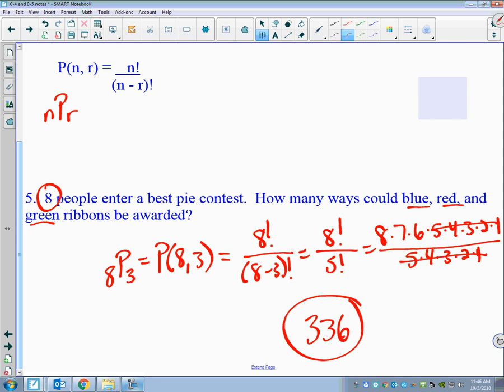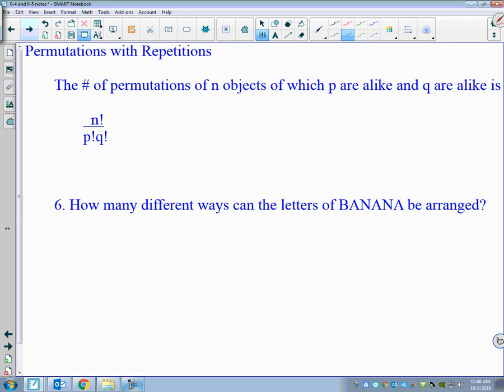There is a factorial button on your calculators. I'll show you in class, but for my calculators, it's under the probability button, which is the PRB button. I'll show you that in class, okay?